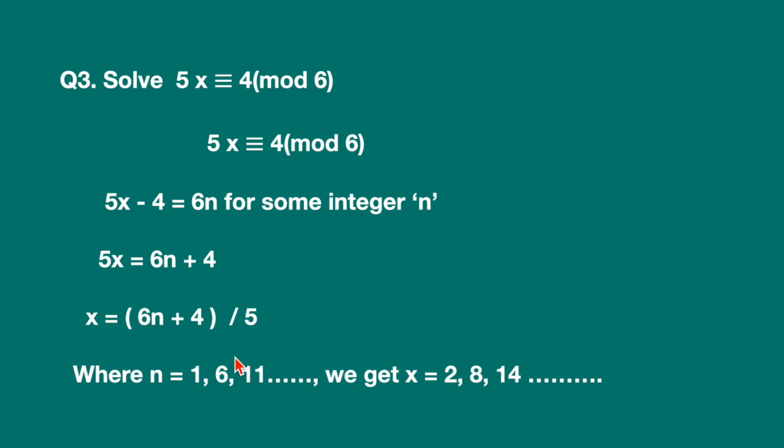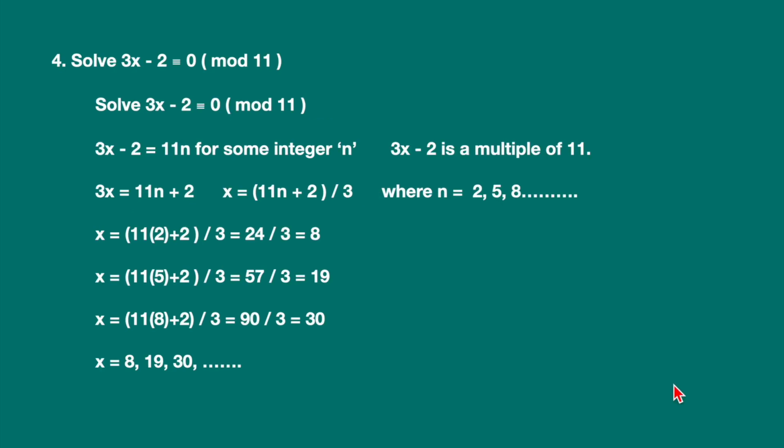Now don't try for 7, 8, all that. Directly 6 plus 5, which is 11. Try 11. Okay, 6 into 11 is 66 plus 4 is 70, and 70 is divisible by 5. It will give us 14. So similarly, you will get many more values of n and x. Just put dot dot. So the answer is x is equal to 2, 8, 14, dot dot.